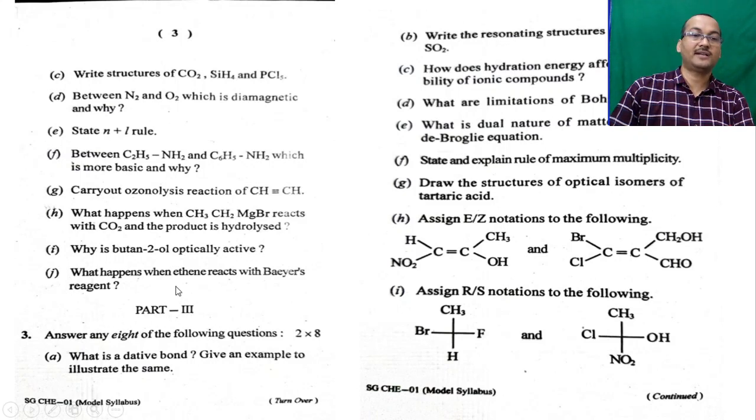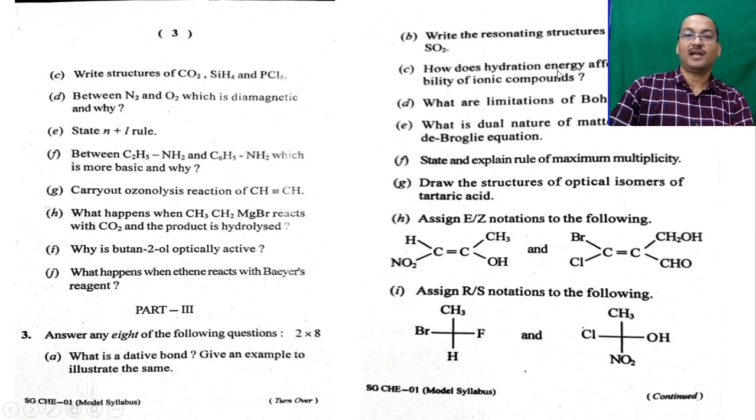Then we will move to part 3 of questions. So here each question carries 2 marks and you need to answer 8 questions. First question, what is dative bond? And give example to illustrate the same. Next question, write the resonating structures of nitrate ion and SO2 gas.